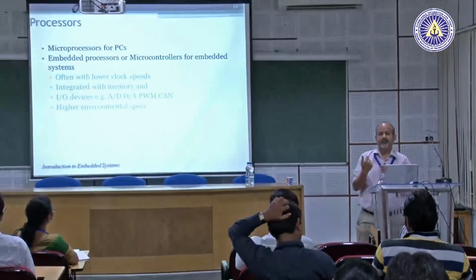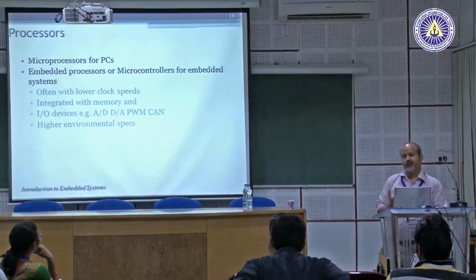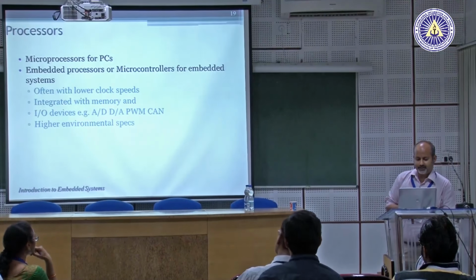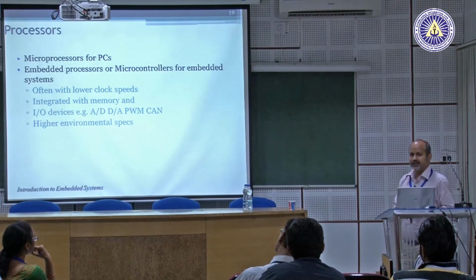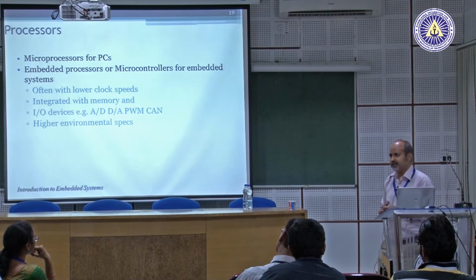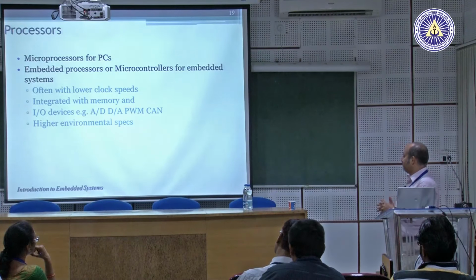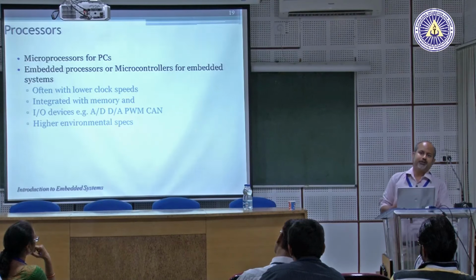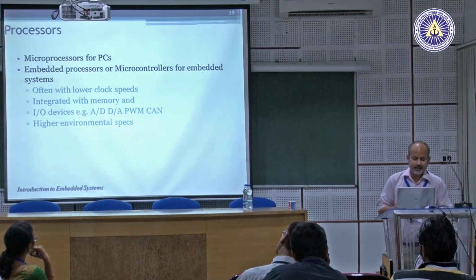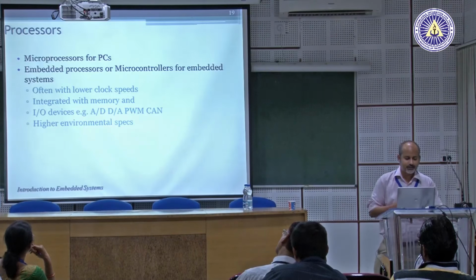So oftentimes you actually have to go for lower clock speed processors, because you don't want to throw in a Pentium when you don't need it. Oftentimes they are integrated with memory, because you need high speed and also want only one component. I/O devices are usually connected, so they would have analog to digital and digital to analog converters, and other things like a pulse width modulator, or an interface to a very specific kind of bus like a CAN bus, a controller area network bus, and so on.